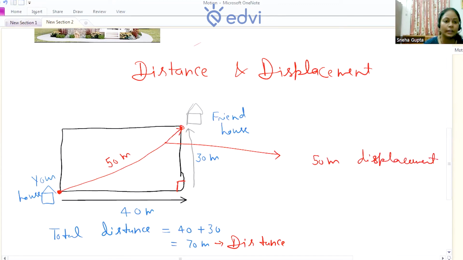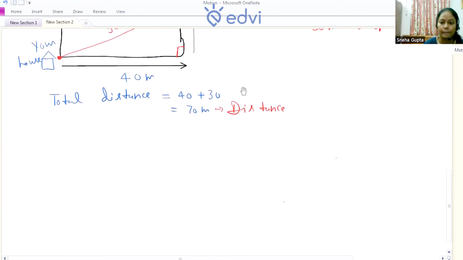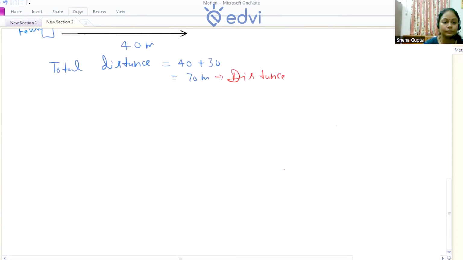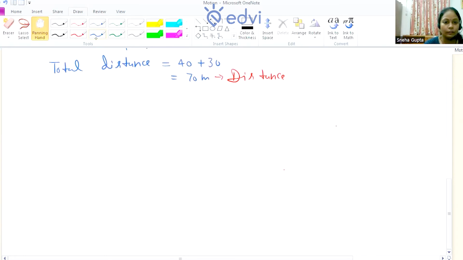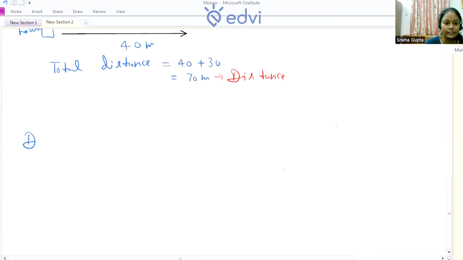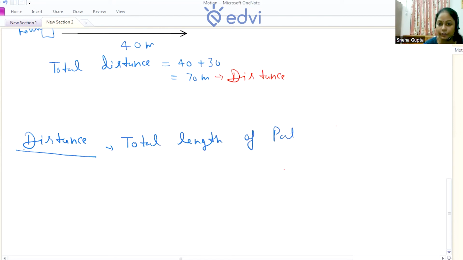Okay. So now let me tell you what is distance and what is displacement. Distance is the total length of the path that is traveled. Okay. And what is displacement?